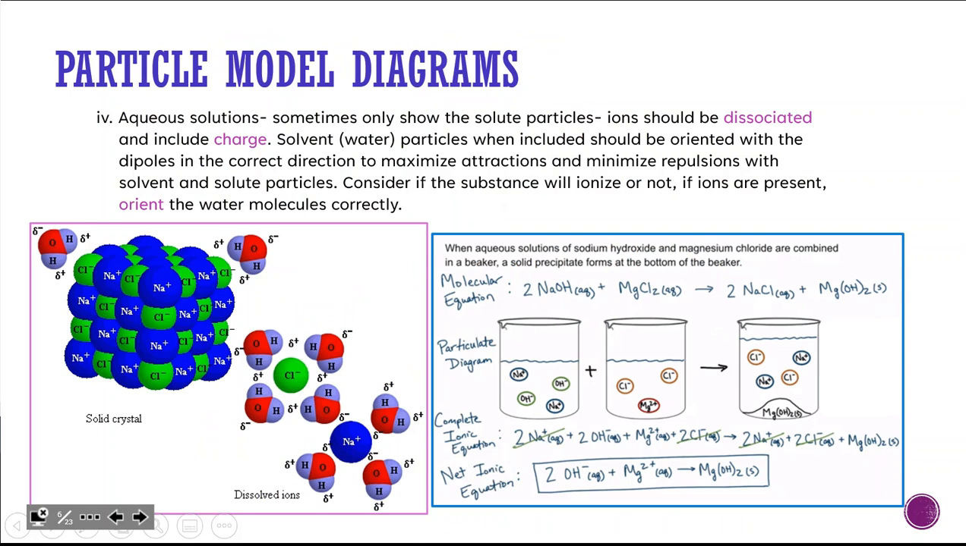We looked at the precipitation reaction in the first slide there, but there are also a couple other things we need to consider. Sometimes it only shows the solid particles like in the previous diagram. But ions should always be dissociated if they're soluble, so that includes breaking them apart and giving them their charge. Okay? Solvent water particles, when included, should be oriented with the dipoles in the correct direction to maximize attractions and minimize repulsions with the solvent and solute particles.